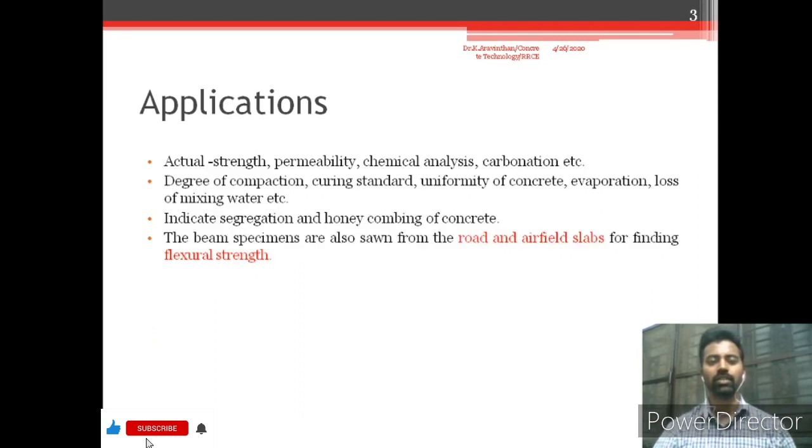The application of this test can be, if you want to identify the durability aspect of concrete, that is permeability, chemical analysis such as sulfate attack, chloride attack and carbonation. These are the durability oriented aspects. So you can exactly measure the depth of carbonation and the depth of other acid attacks by using this sample. It is a very good method for identifying these durability aspects.